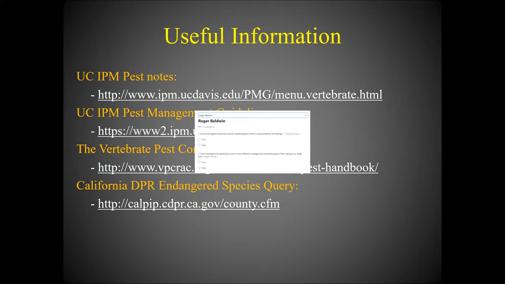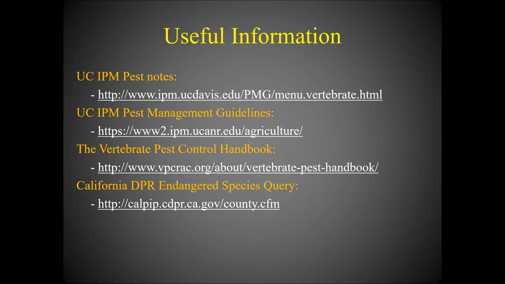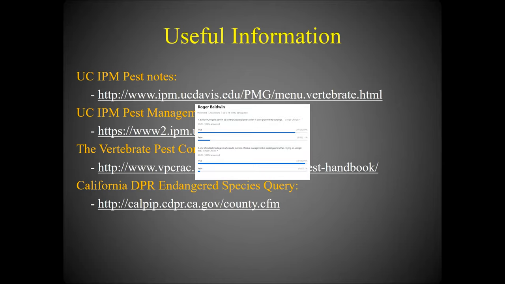We're already at 42%. Another 30 seconds here. End the poll and share the results. We could go over them real quick. Sure. So it looks like everybody did pretty well on the first one. Burrow fumigants cannot be used for gophers when in close proximity to buildings. That's absolutely true because of the potential hazard to anybody or any animals that might be within those buildings. And lastly, use of multiple tools results in more effective management of pocket gophers than relying on any single tool. That also is true. And almost everybody got that one right. So great.